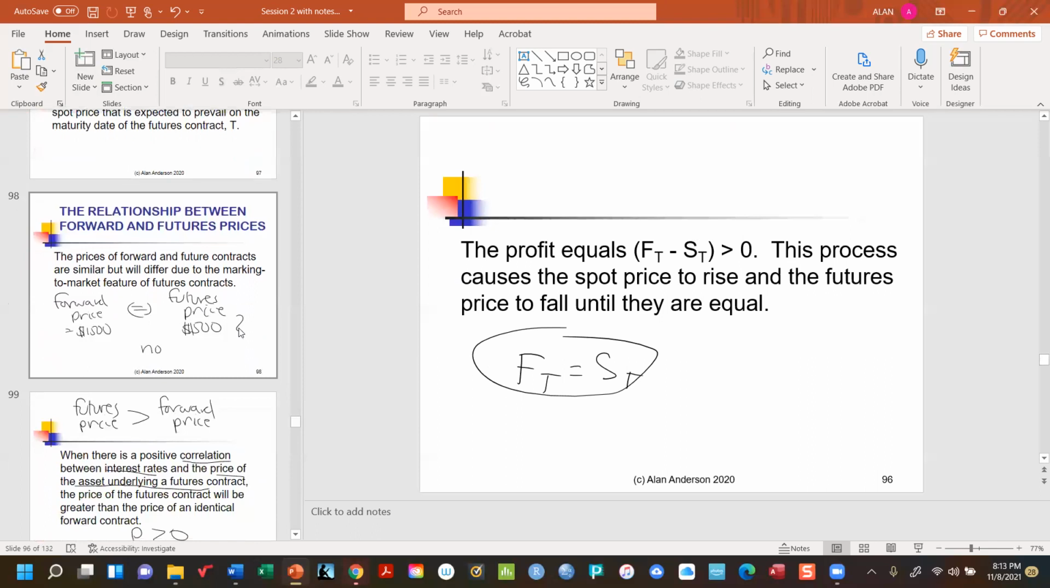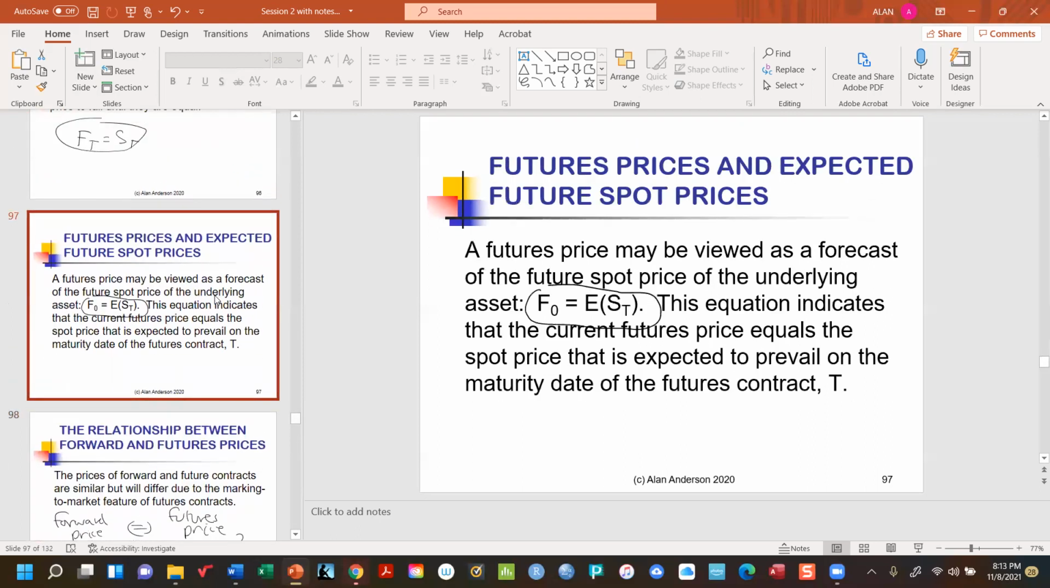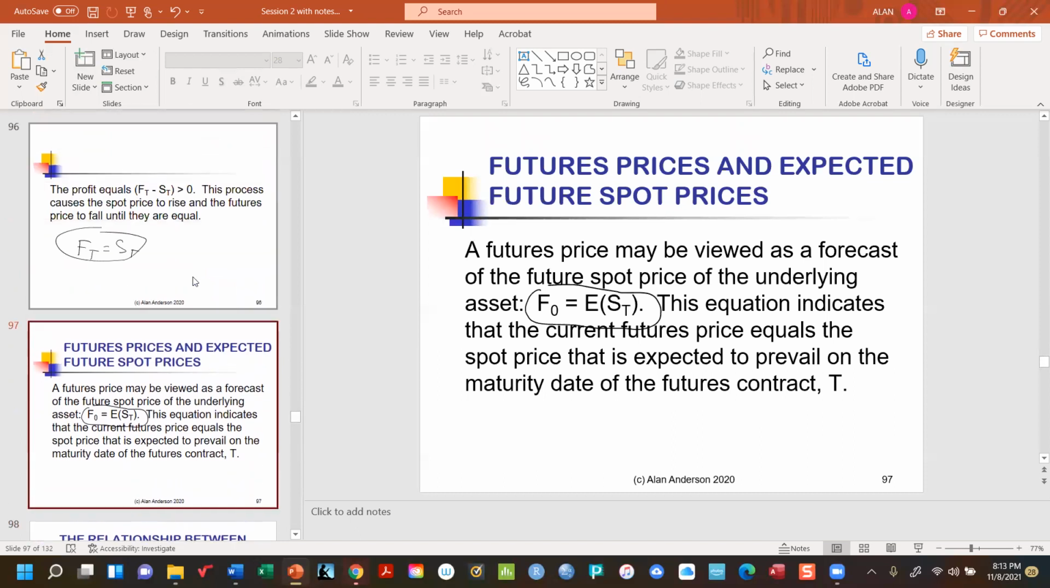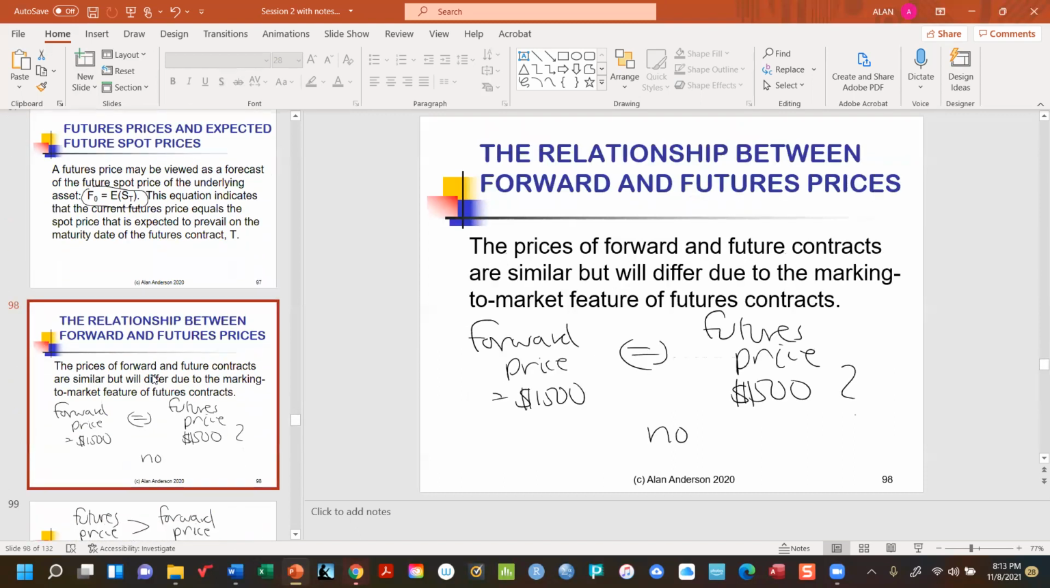Okay, now this next part is a little bit tricky. The relationship between forward and futures prices. They don't have to equal each other. Now, here we're just saying that at maturity, the spot and the forward price are the same. But here we're asking the question whether the forward price of an asset equals a futures price.